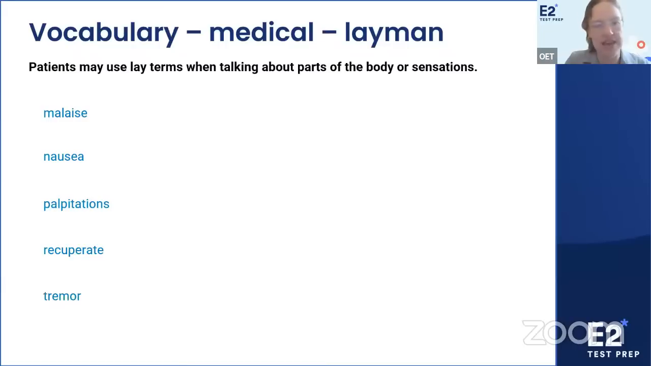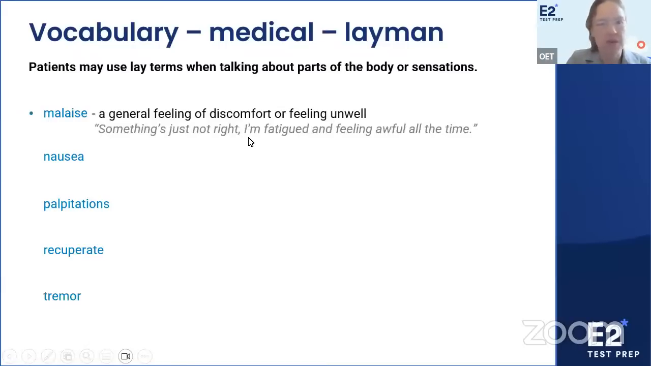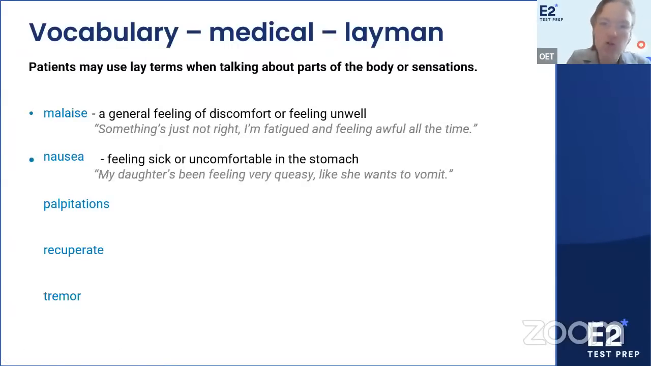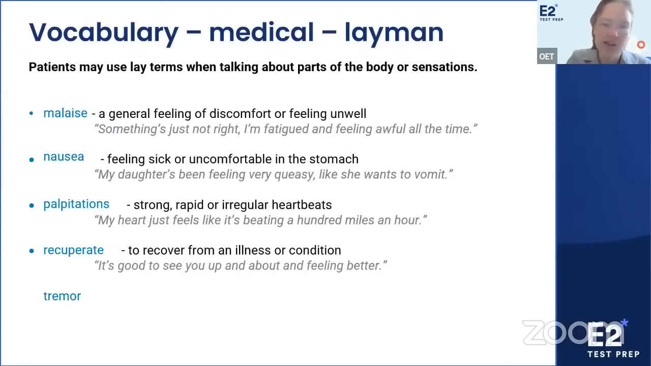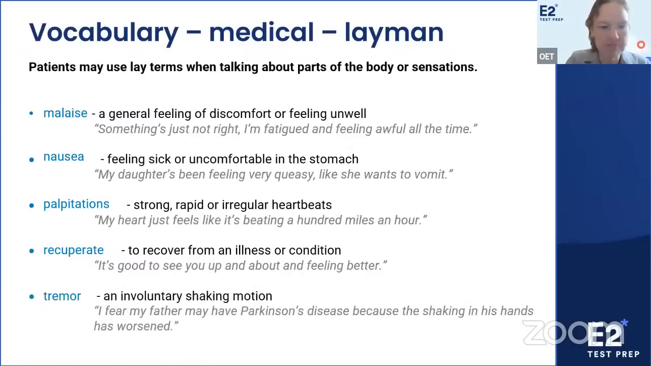What might the patient say? How might they describe it? Okay, malaise here, they might say words like fatigued or feeling awful. Nausea, feeling sick or uncomfortable in the stomach. Palpitations, when your heart is racing or beating quickly. Recuperate, you might see feeling better or being up and about. And tremor. We might hear the words shaking, shaking in the hands.